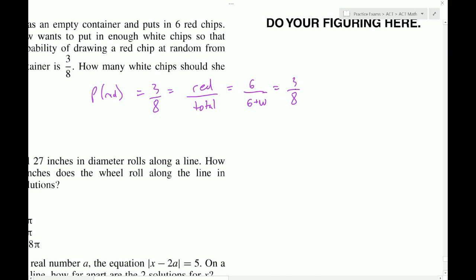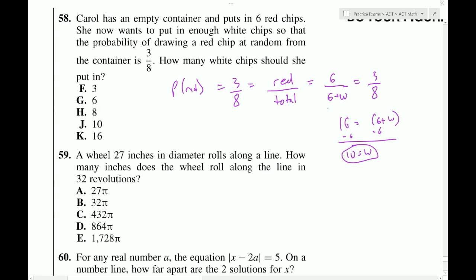So we can cross multiply. That will give us 48 equals 3 times this, and then I could divide by 3. Alright, so that'll give us 16 is equal to 6 plus W. Subtract 6 and you get 10 equals W. So if you add 10, then you'll have 6 over 16, which would reduce to 3/8.